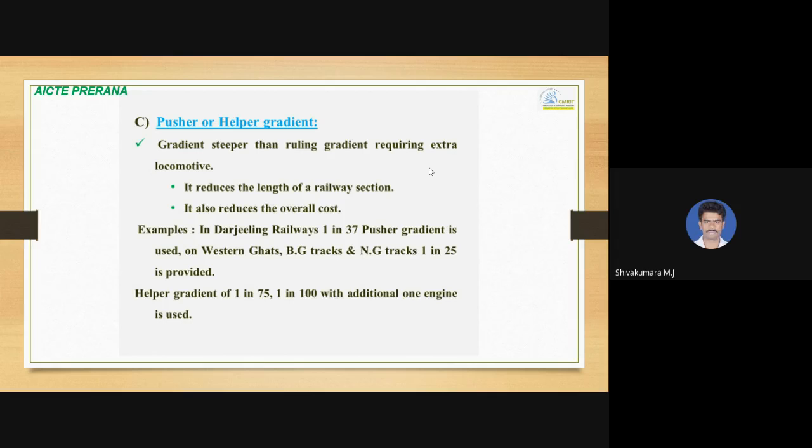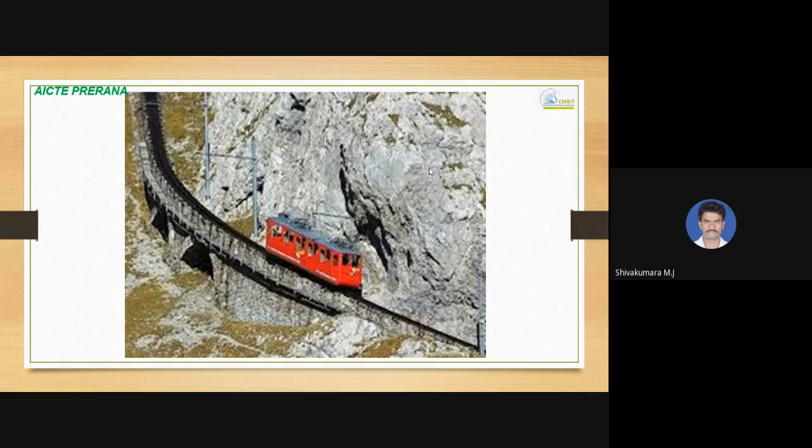So for example, in places like Darjeeling, a 1 in 37 pusher gradient is used. And if you come to the Western Ghats section with the broad gauge tracks and narrow gauge tracks, 1 in 25 is provided. So these are certain standing examples for pusher or helper gradient. So a helper gradient of 1 in 75, 1 in 100 with the additional 1 inch is used. So you can see this for pusher gradient.